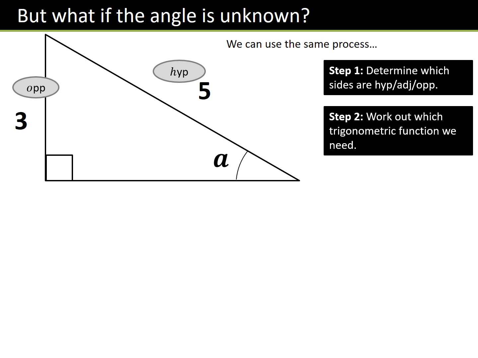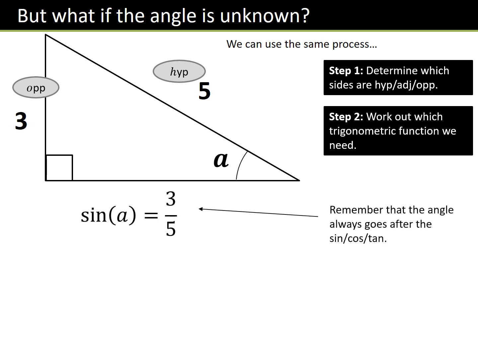Then I work out which trigonometric function I need. So as I've used the opposite and the hypotenuse, I'm going to use the sine function. So the sine of the angle A is 3 over 5. So we need to be able to ask the calculator, if I've got 3 over 5, what is the angle? That's what we're going to do.